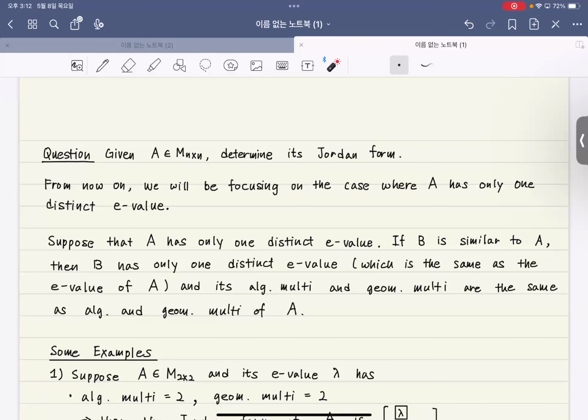So therefore, the most important question is, for any given square matrix A, we need to determine its Jordan form. How to find the Jordan form? From now on, we'll be focusing on the case where A has only one distinct eigenvalue. If A has many distinct eigenvalues, then you can repeat the same procedure again and again. So I will just focus on the case when A has only one eigenvalue.